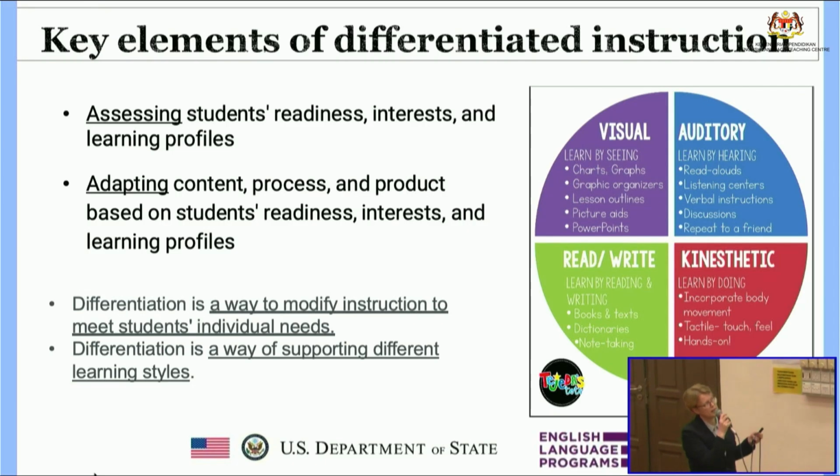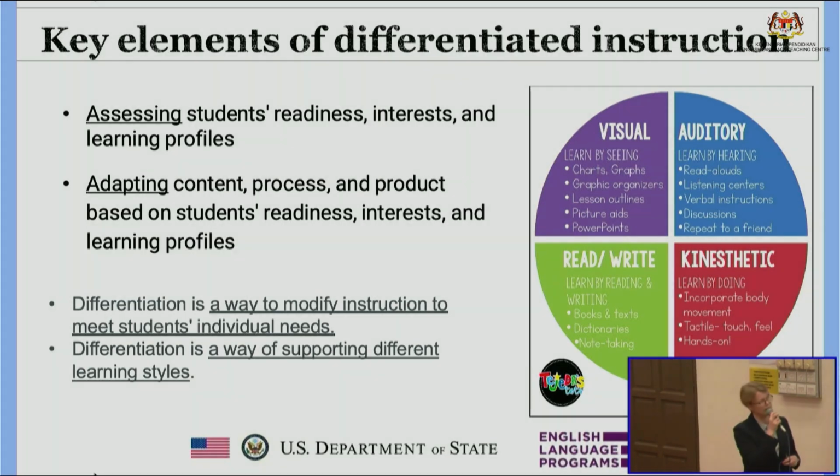Okay, so we're assessing students' readiness. Are they able to complete the tasks that we're asking them to complete? We're assessing their interests. Are they interested in the topics that we're presenting? And we're assessing their learning profiles, which is how they learn, their learning styles. Okay, and then based on that, we're adapting instruction. So we're adapting content, process, product based on those aspects.